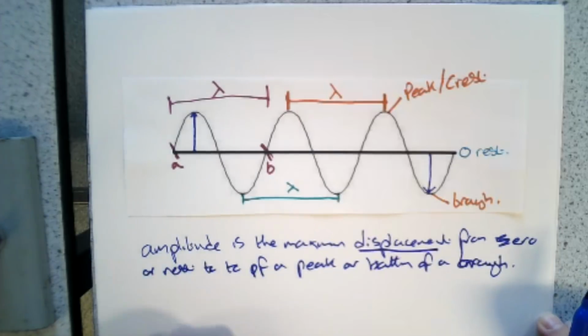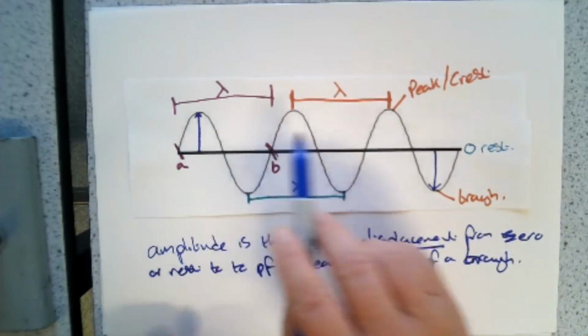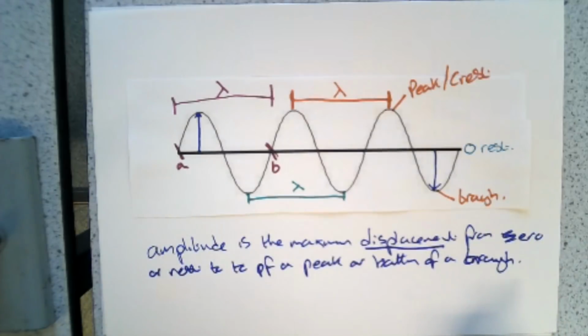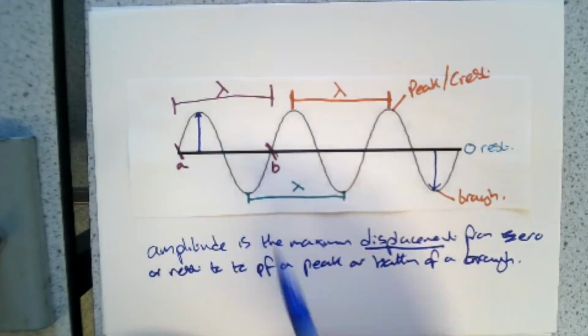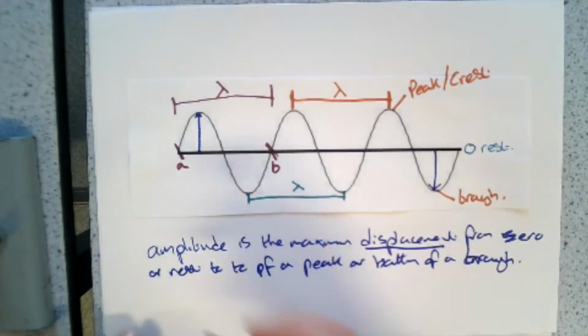Wavelength, we've said, is the distance between a crest to a crest, a trough to a trough, or one complete crest and one complete trough. And then the next one is frequency.